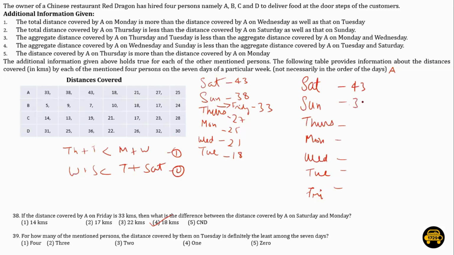So how to check it? I'll just do one for you. 33, we have 27, 25, 21, and 18. Now checking the equation, Thursday plus Tuesday, that means 33 plus 21, which will be 54, is less than Monday plus Wednesday. Monday is 27, Wednesday is 25, this is 52. So we can see the equation failed here. The first equation failed, which is not true. So of course, Friday cannot come below Tuesday. So for A, Tuesday is the day where least distance is covered. Similarly, we can check for all of them and find the answer to this question.